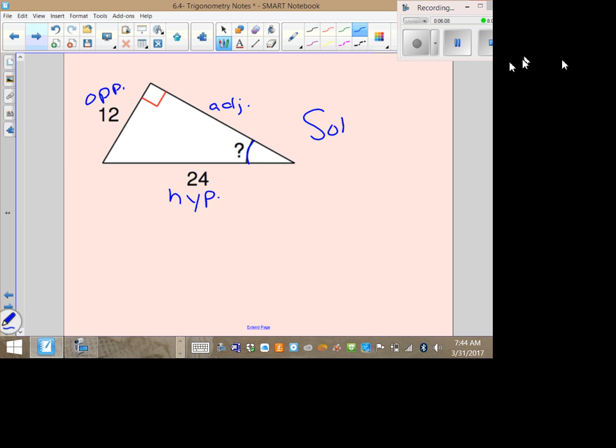So writing out SOHCAHTOA, we have our opposite and our hypotenuse, so we're going to use sine. So let's call this angle right here x. So I'm going to say sine, and then here I'm going to put in my angle, but the angle is what we're looking for, so I'm going to write an x, and that equals our opposite over our hypotenuse.